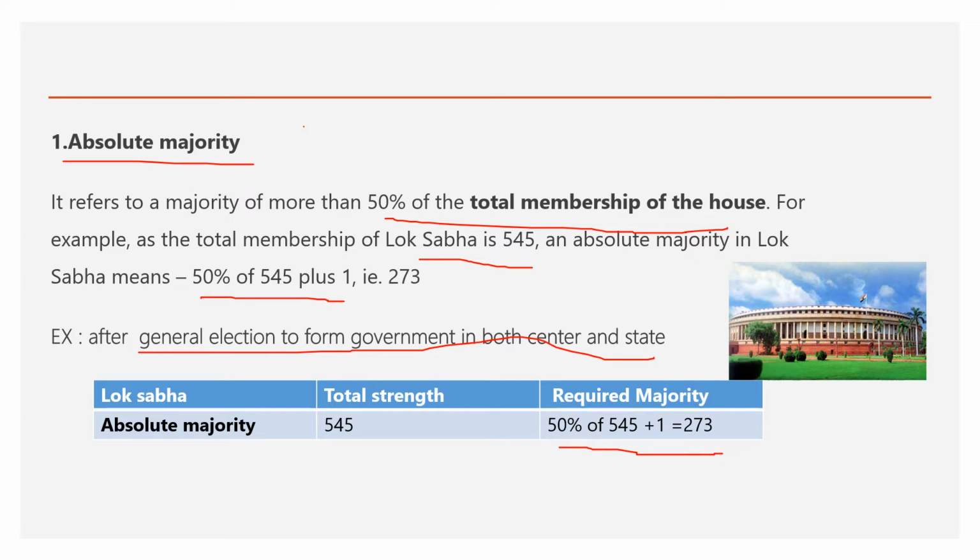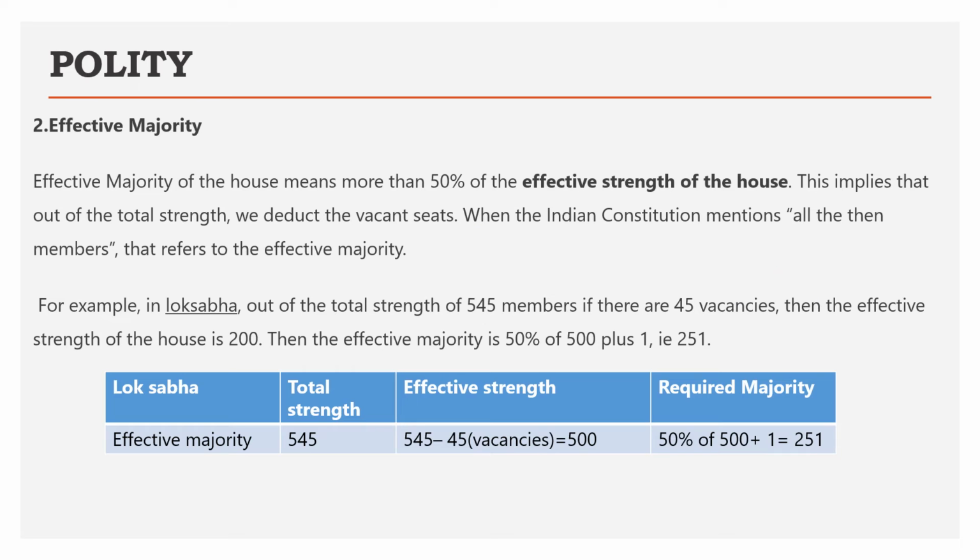Now next comes effective majority. What is effective majority? Effective majority means they take the effective strength of the house. What is effective strength? Here they remove the vacancies. If at all there are any vacancies in Lok Sabha, they remove those vacancies, and also any absentees. They remove both, and in that you need to have 50% plus 1.